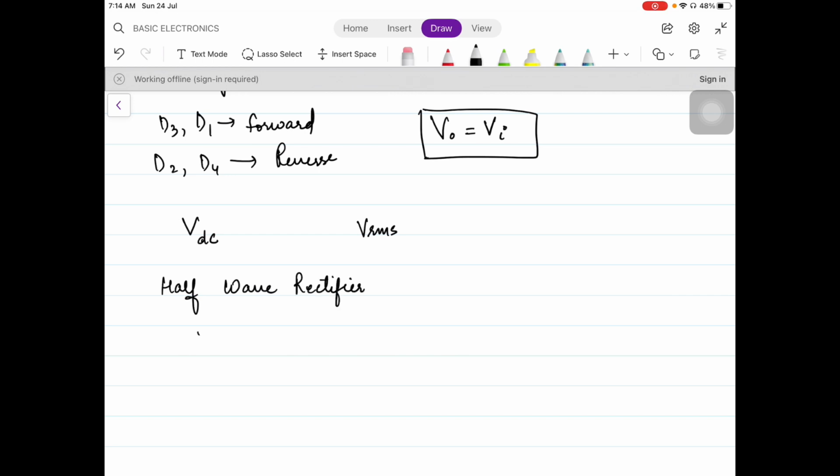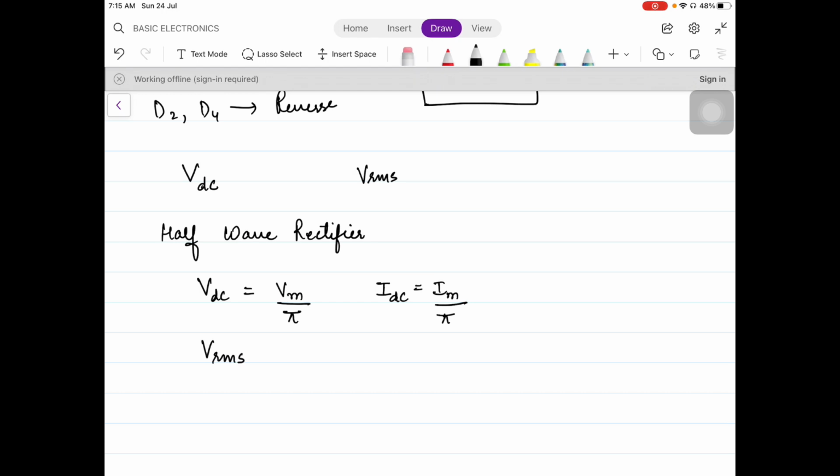For half wave rectifier, VDC is equal to Vm by pi. I have derived this particular value of VDC in my video, but from the exam point of view, you can directly learn these values because the derivation hardly comes in the exams. So VDC is equal to Vm by pi, and IDC therefore will be Im by pi. That means current and voltage are analogous to each other. If VDC is Vm by pi, then IDC will be Im by pi.